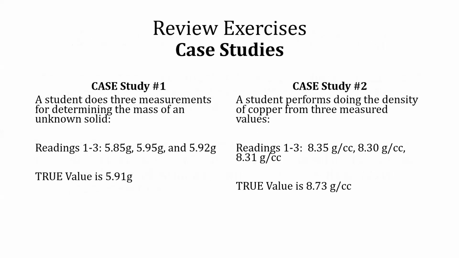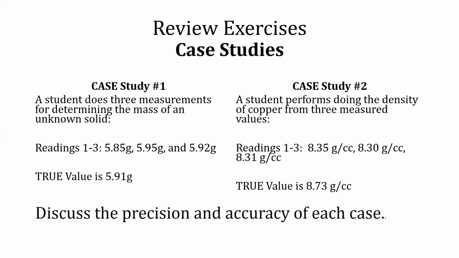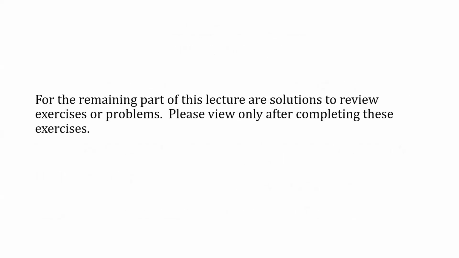Case study 2: a student performs a determination of the density of copper from 3 measured values. Readings 1 to 3 are 8.35 g per cc, 8.30 g per cc, and 8.31 g per cc. True value is 8.73 g per cc. Discuss the precision and accuracy of each case. The main part of this lecture is the solutions to the review exercises or problems. Please view only after completing these exercises.